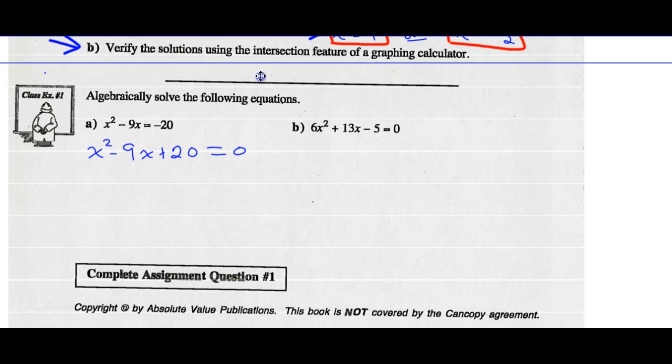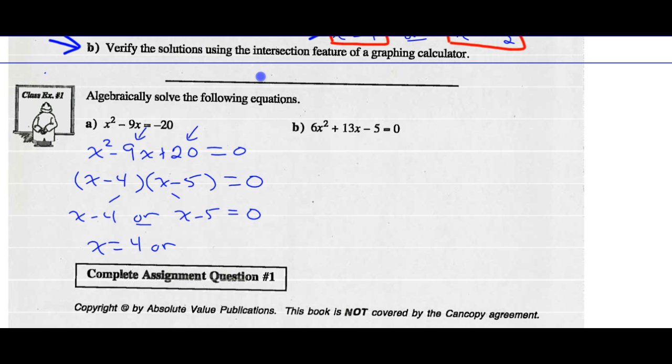And so now a simple trinomial, so we're going to factor this as 2 binomials. What two numbers add to -9 multiply to 20? Well, those are x minus 4 and x minus 5. And we now set each factor equal to 0 to solve this quadratic equation. So x would equal 4 or x would equal 5. There are our solutions. We could graph them to check, but those are going to be fine.